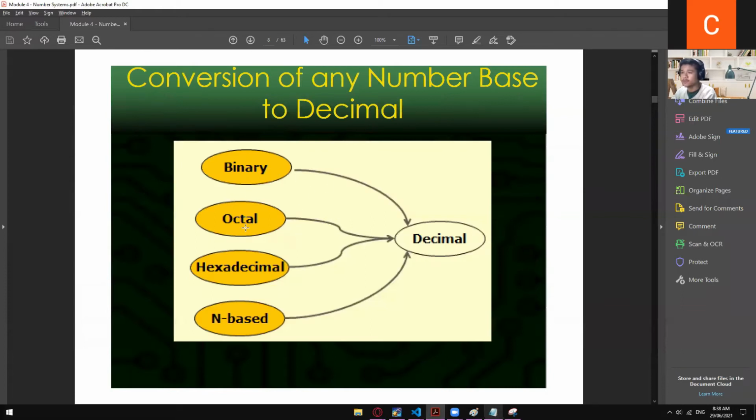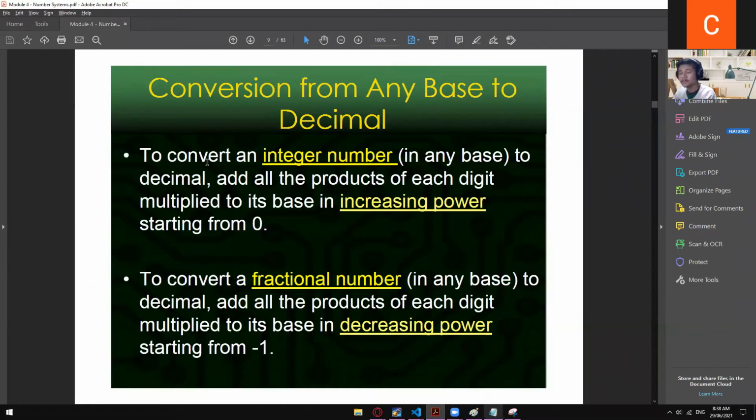So here are the things that we can do. We can convert binary to decimal, octal to decimal, hexadecimal to decimal, or n base to decimal. Basically any base. Okay, we can convert any base to a decimal. So here's the process. To convert an integer number in any base to decimal, add all the products of each digit multiplied to its base in increasing power, starting from 0.